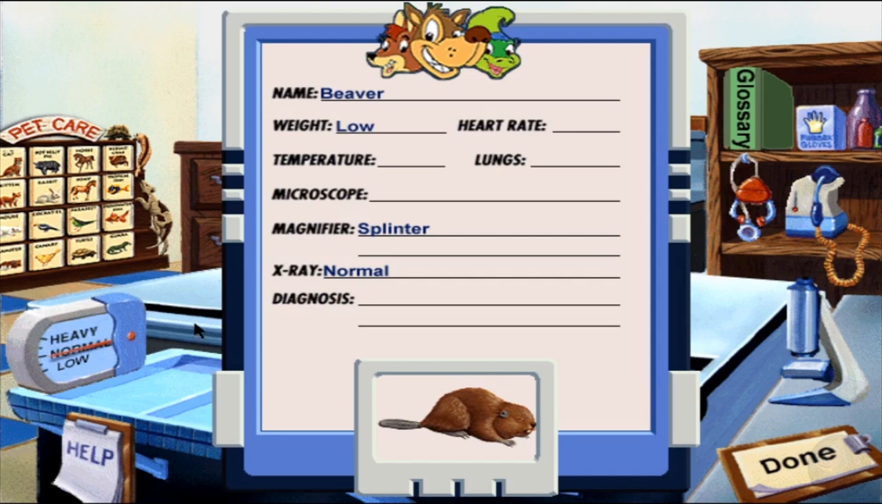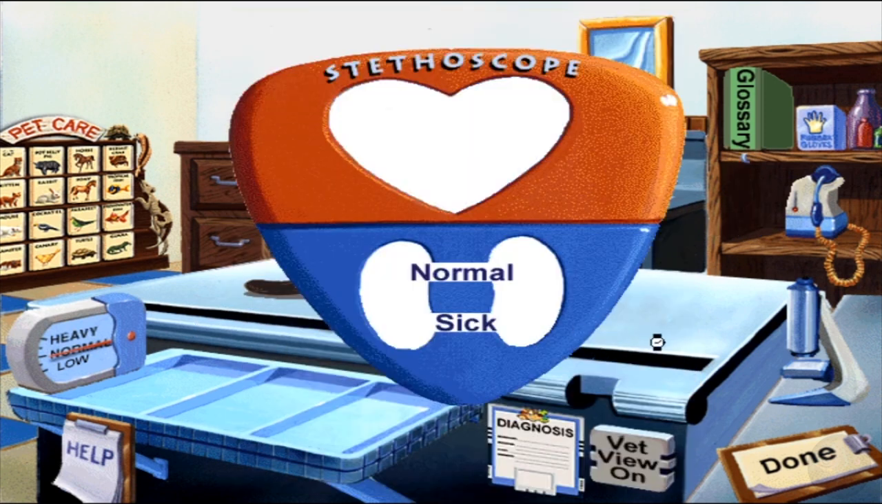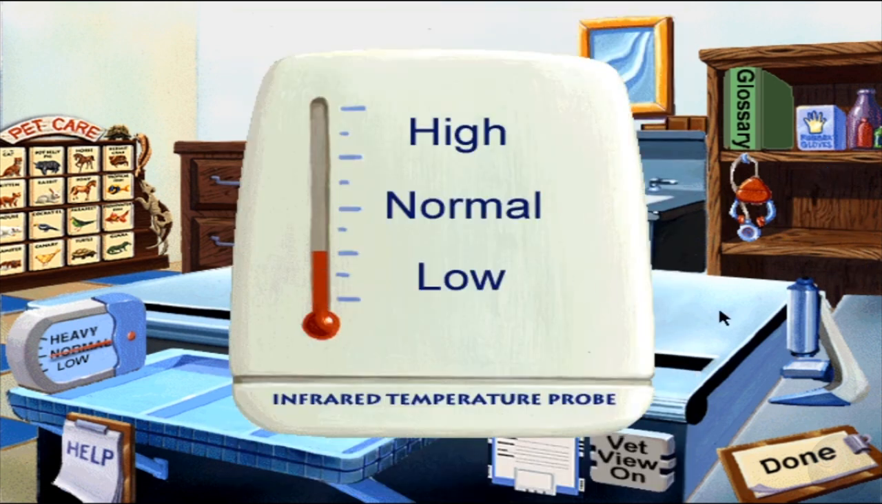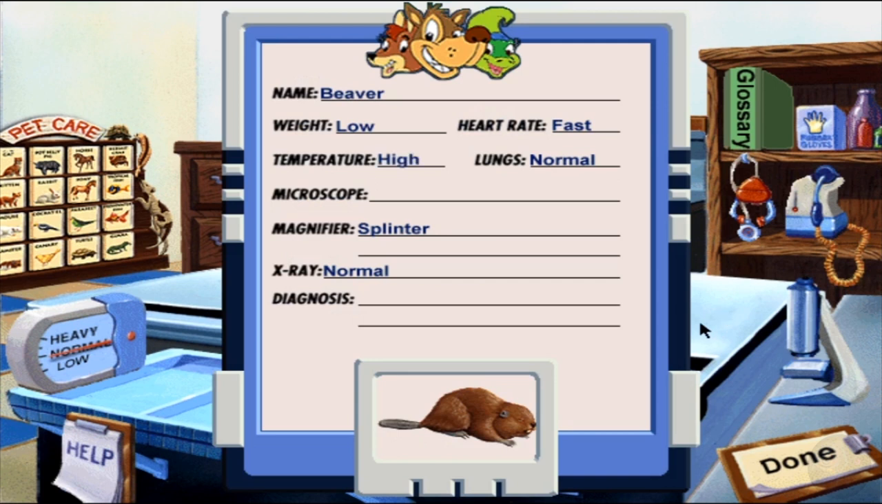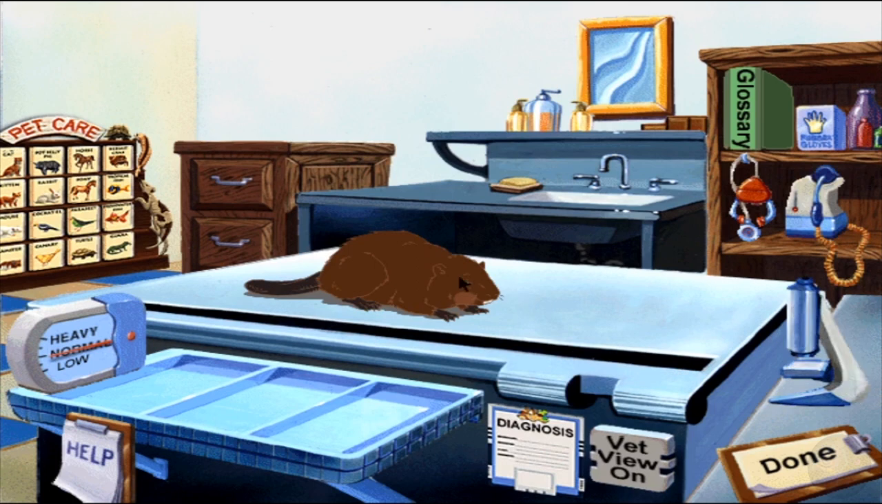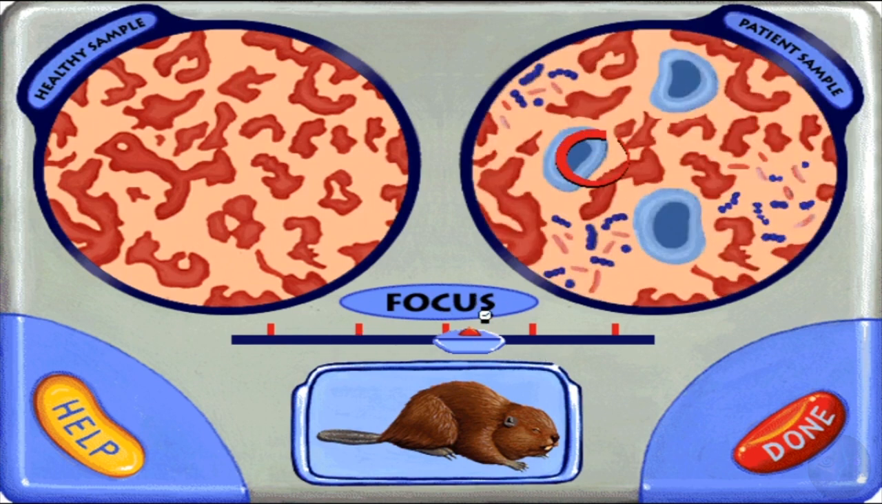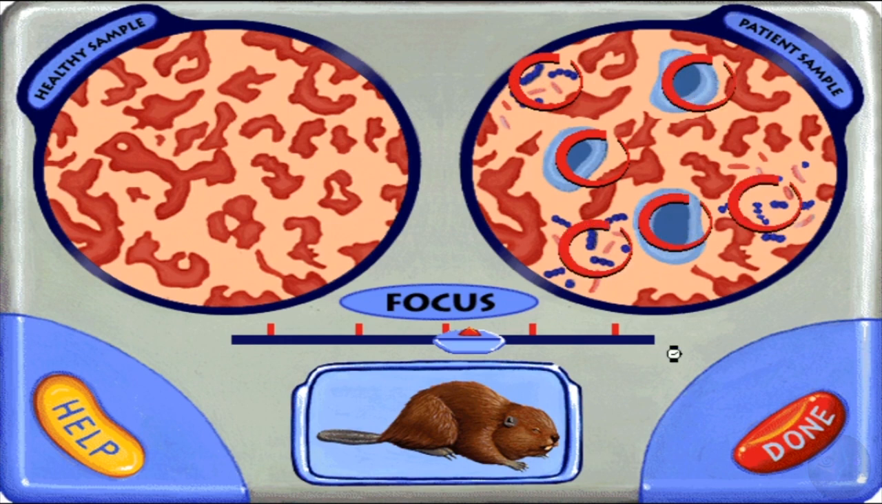This animal's weight is low. The animal's heart rate is fast. This animal's lungs sound normal. This animal's temperature is high. Beaver gum tissue samples. Let's take a look. Oh, a white blood cell. Go ahead and circle the others. Oh, bacteria. This gum sample is infected. Thanks for finding the white blood cells and bacteria.